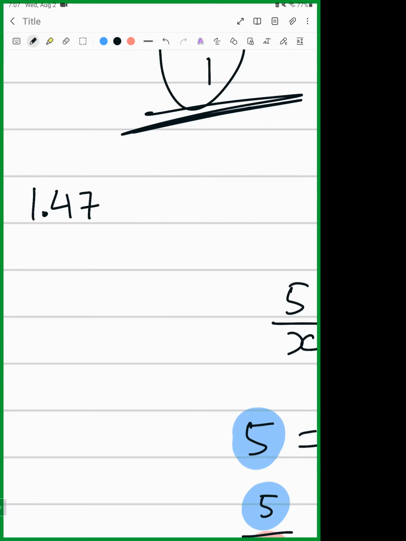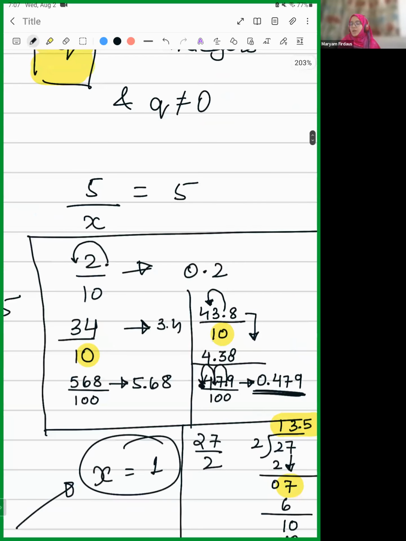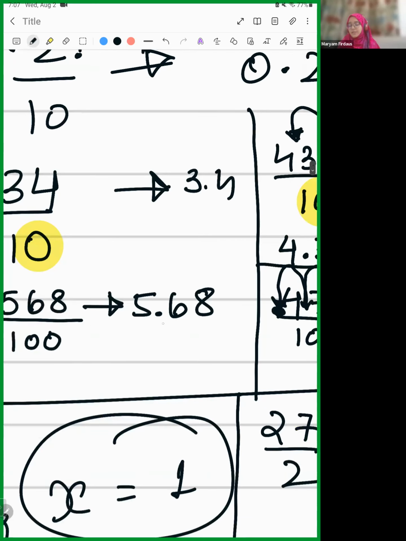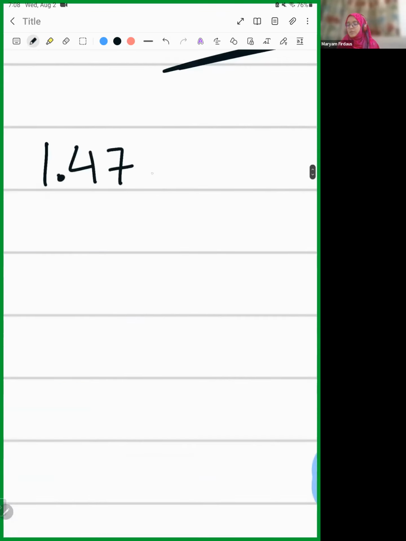Okay, see, just like we used this rule of converting to decimal. If you have 5.68, how did we write it? We wrote it as 568 by 100, right? 5.68 is 568 by 100. Do you see a similarity? If I ask you 1.47, what will that become? 147 by 100. Yes, so this will be 147 by 100.